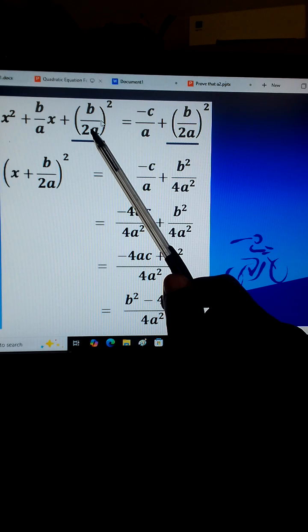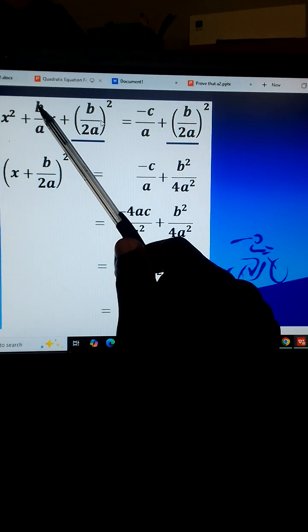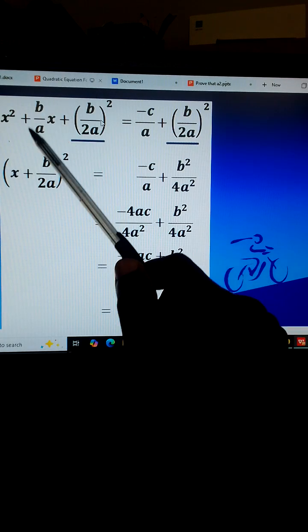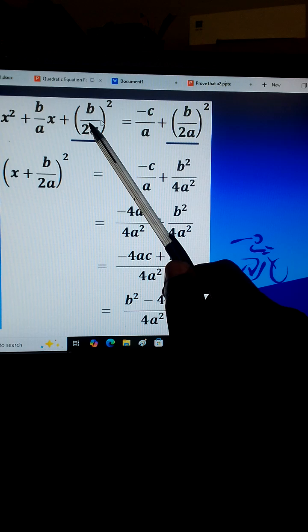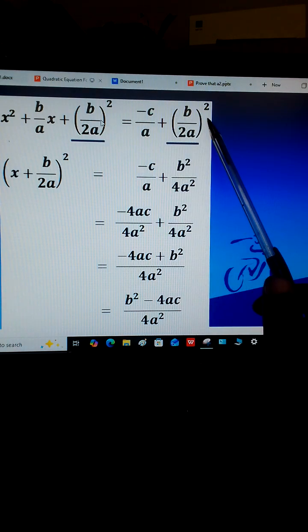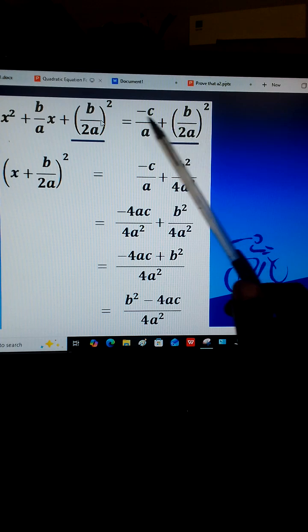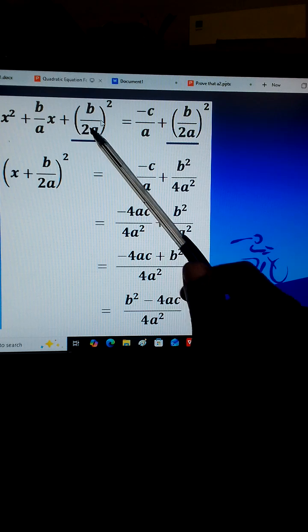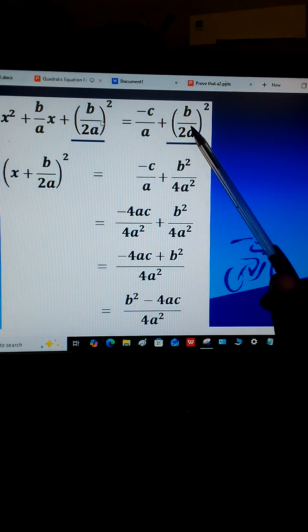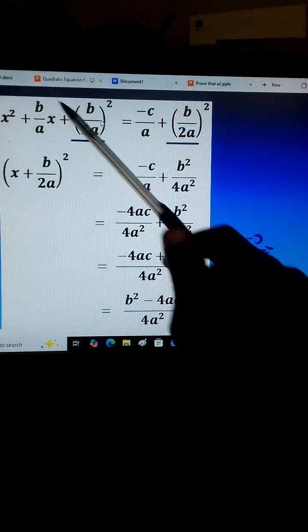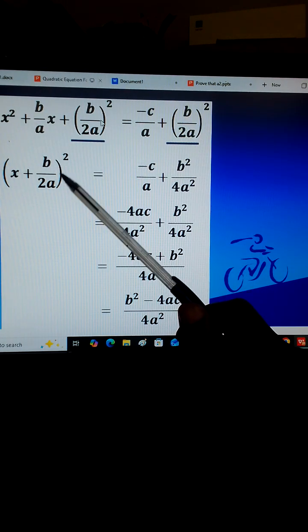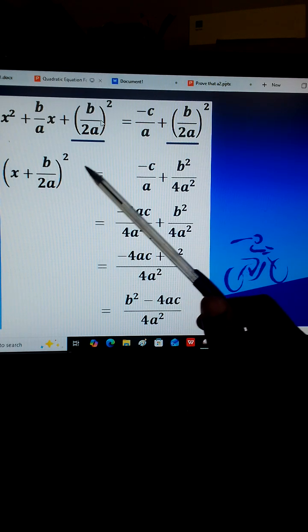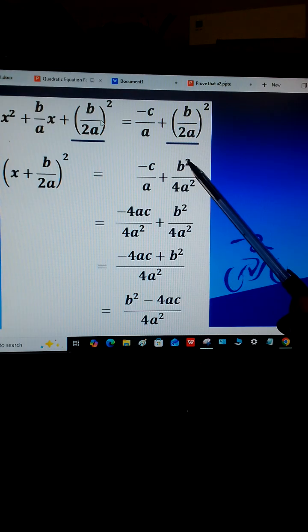So what we do, we add half of the coefficient of x, squared. So it is b over 2a squared. We add it here. We do the same to the other side because this is an equation. What you do on the left-hand side, you must do on the right-hand side. So we have added this term here and also on this side in order to make this expression a perfect square. So this one now is a perfect square. That's the way it is. It's equal to this. Alright?